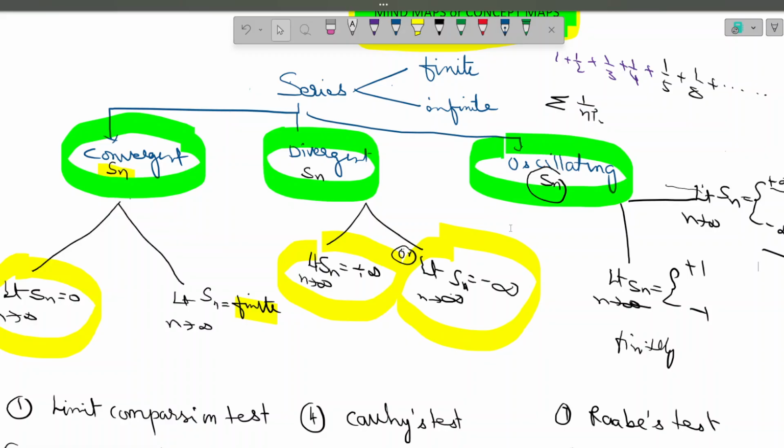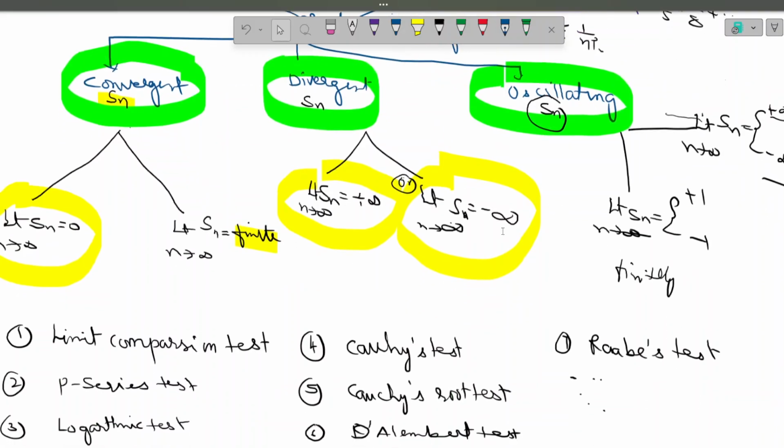This is the mind map for the series. So I have made one. This is the second one in the series. If you want to go for the limit comparison test, p series, logarithm, all the tests, I have made separate videos for each test.